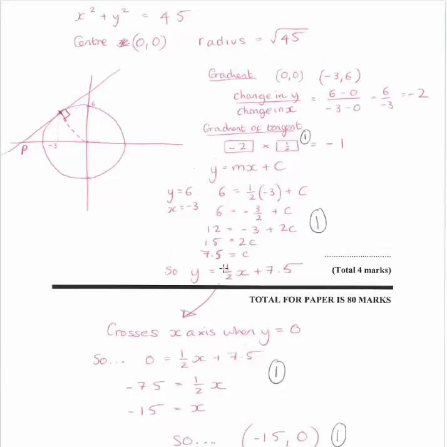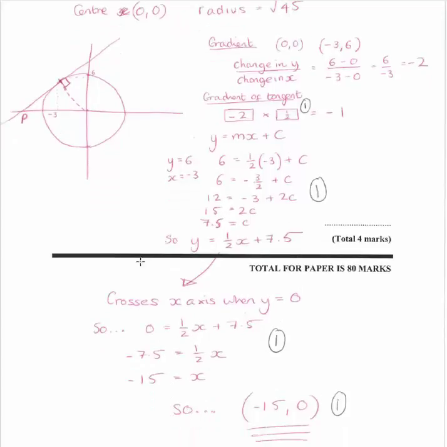Now if that is the equation of the line, when will this line cross here? Well, it crosses here when the y value is 0. So this needs to make 0. If half x plus 7.5 is 0, then half x must be -7.5 and the whole of x must be -15. So the coordinate of that point is going to be -15, that's what x is, 0, that's what y is.